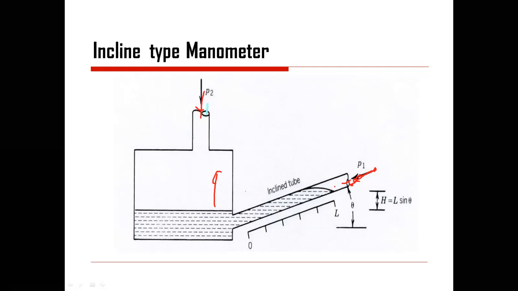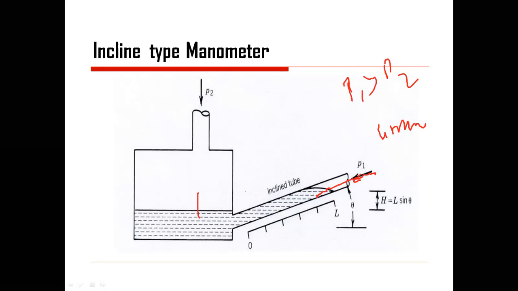For understanding purposes, suppose the pressure P1 which is applied is the unknown pressure, and P1 is greater than P2. What is going to happen? After applying this pressure, the height in this vessel will increase.